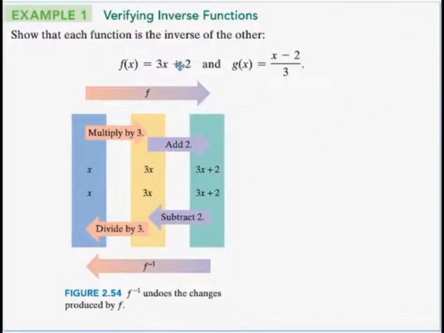And if we think about the order in which we would do our steps, if we're starting here with the x, the first thing we're going to do is multiply by 3, and then we're going to take that value and add 2. So for f, first step, multiply by 3 and then add 2. So now for g of x, we want to reverse the steps and reverse the order. So instead of adding 2 as our second step, we're going to subtract 2, the exact opposite of it. And then in the first part, f, we multiplied by 3. So what undoes multiplying by 3? That would be division by 3. So subtract 2 and divide by 3. f inverse undoes the changes produced by f.